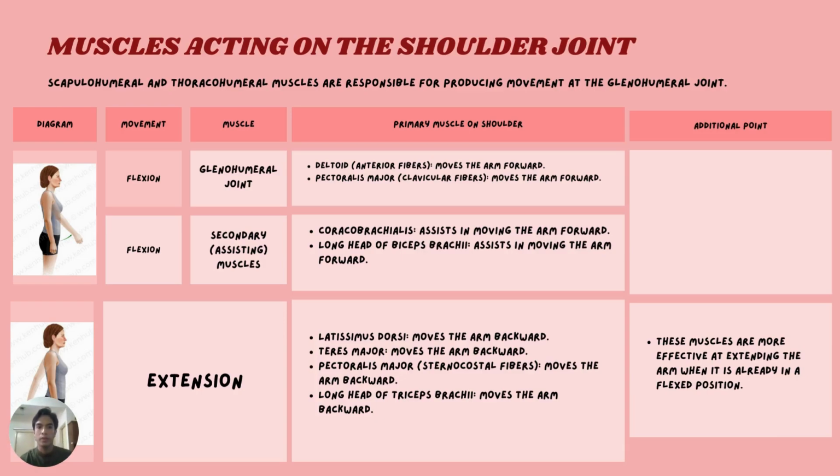So the prime flexors of the glenohumeral joint are the deltoid, also known as the anterior fibers, and the pectoralis major, also known as the clavicular fibers, while the coracobrachialis and the long head of biceps brachii assist as weak flexor muscles.